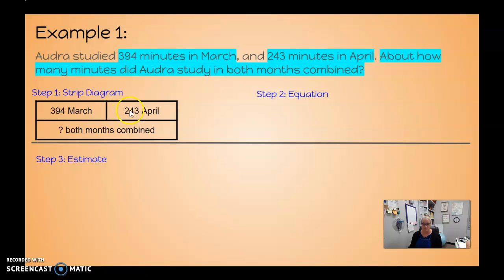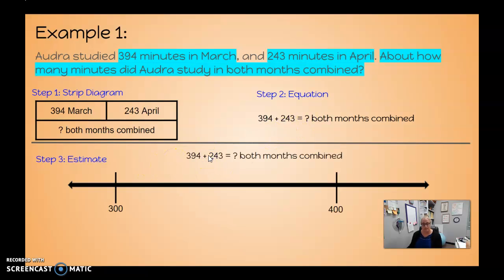I'm going to put these two together and it's going to give me this total. So 394 plus 243 equals, I don't know, that's what we've got to figure out. So now we're going to figure out our estimate. So think about last week.